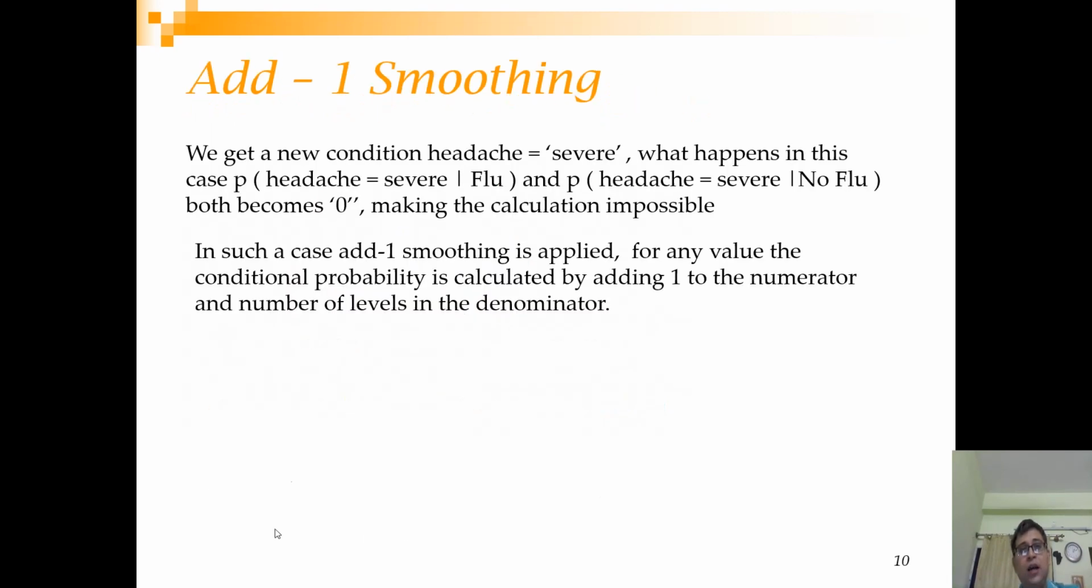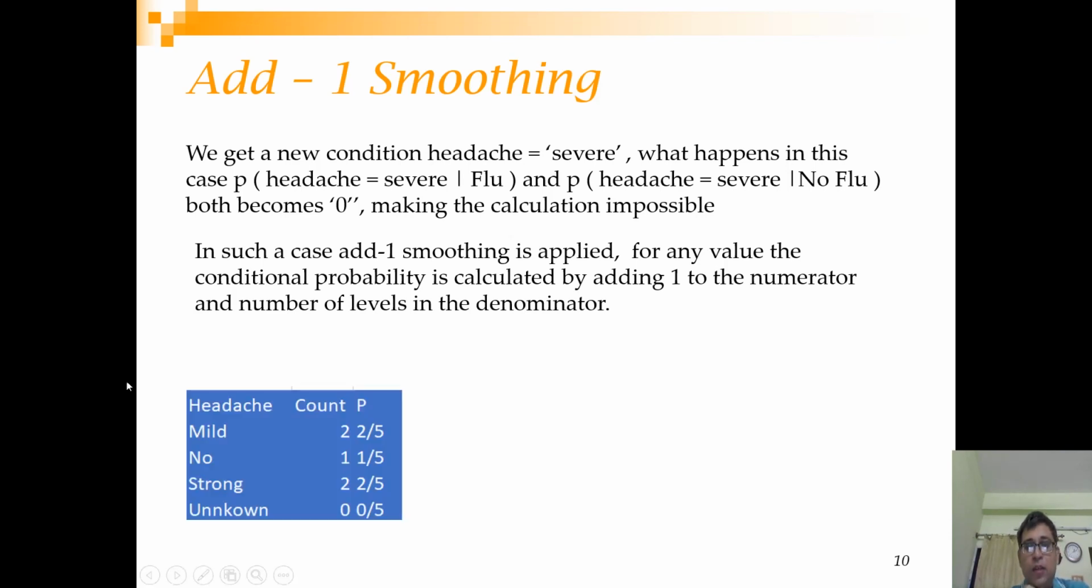So this is something interesting. Let's say you get a new condition in headache which is severe. If you remember, we didn't have something called severe in headache. You had mild, no and strong. So when you are calculating the probability, you will calculate 2 by 5, 1 by 5 and 2 by 5.